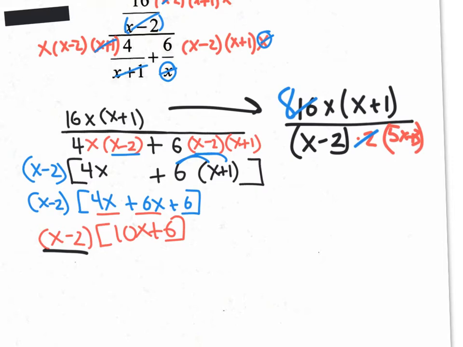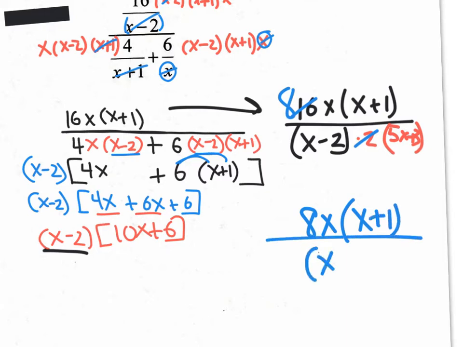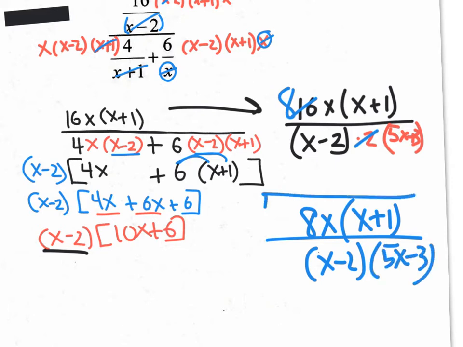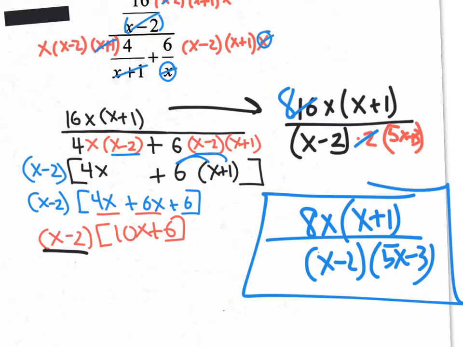And the final answer is 8x, x plus 1, x minus 2, 5x plus 3. That's your final answer right there, in factored form, that is. So that might look a little confusing, because it is. It's a lot of work.